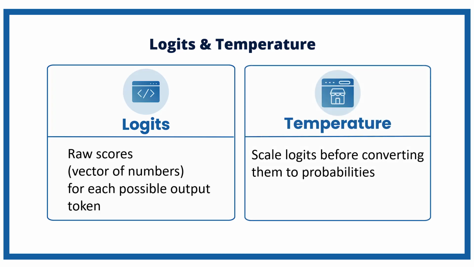Temperature is a parameter used to scale logits before converting them to probabilities. It controls how confident or random the model behaves. Low temperature makes the model stick to the most likely answer. Therefore, in this case, the model is more confident and repetitive. However, high temperature encourages diversity and creativity in the response.